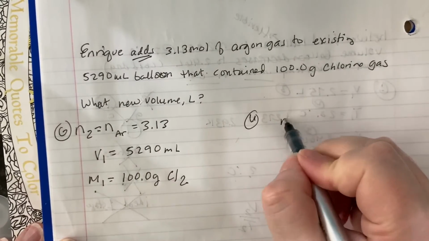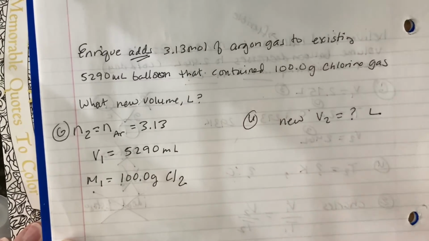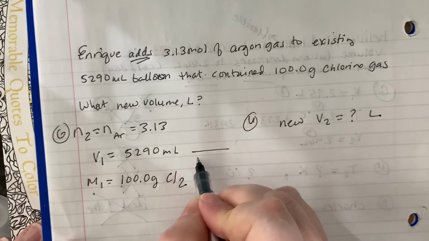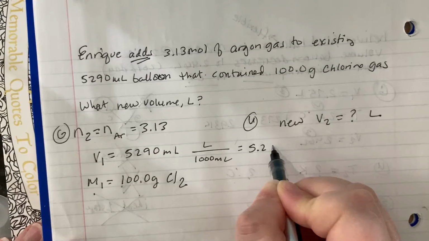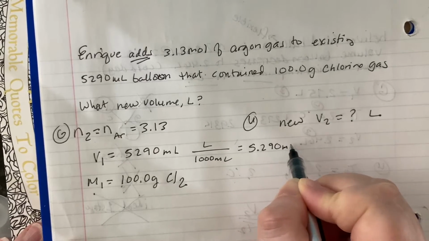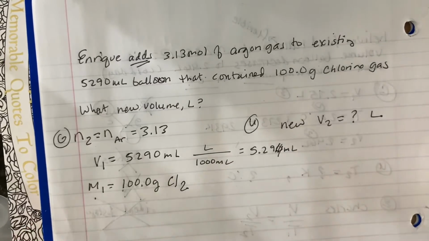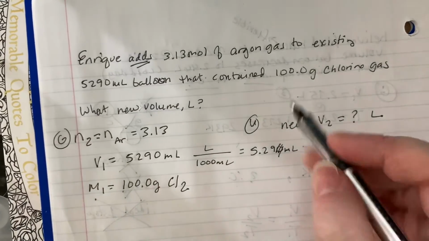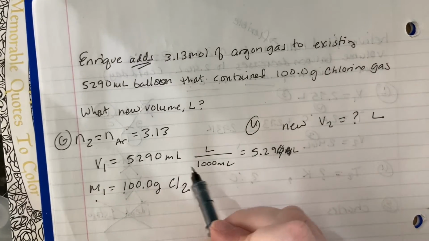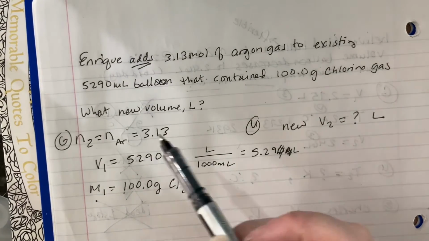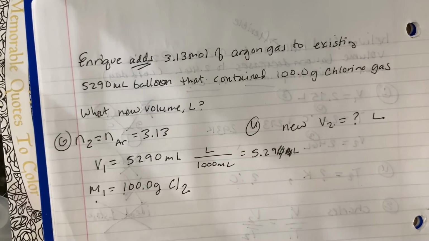My unknown is the new volume, so V2 equals what? But in liters. So that I don't forget to do it at the end, I'm going to change that right now. 5290 milliliters, and it's actually only 3 sig figs, so 5.29 liters. I divide by 1,000. Okay, so I have my volume. I'm looking for my new volume.